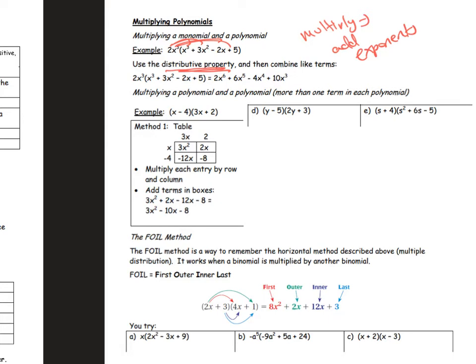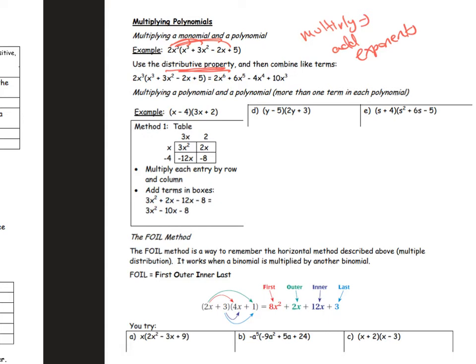So 2x cubed times x cubed, 3 plus 3 gives me 6. So on and so forth, your numbers outside you multiply normally, 2 times 3 will give you the 6x to the 5th. So on and so forth.